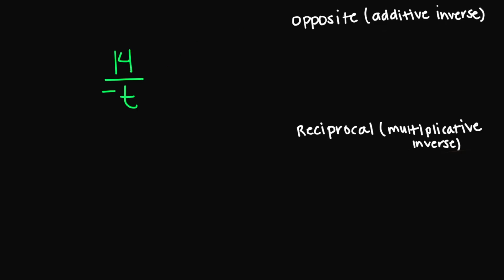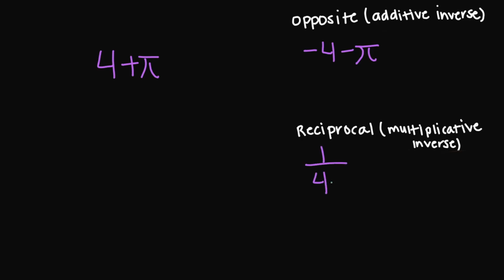14 over -t. The opposite is going to be a +14 over t. And then the reciprocal here, you're going to get -t over 14. 4 plus pi. The opposite is going to be -4 minus pi. This is your opposite here. And then the reciprocal here is going to be 1 over 4 plus pi. And these are your answers here.